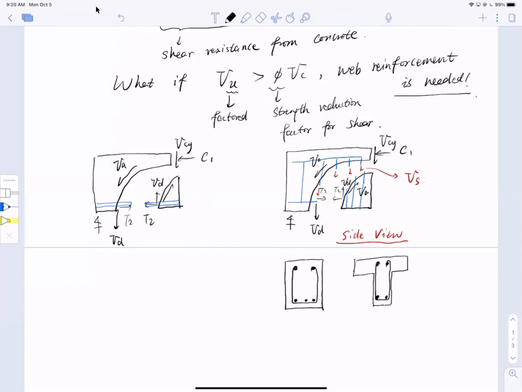Now, quick question here. So I have stirrups like this.